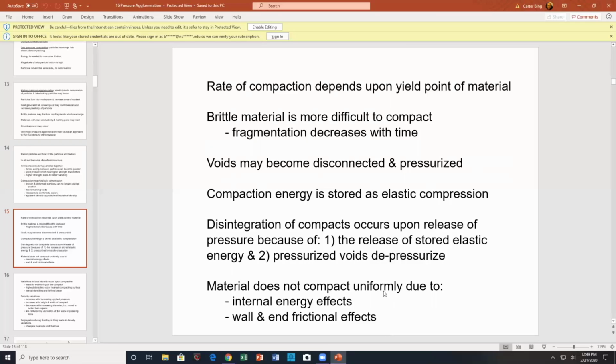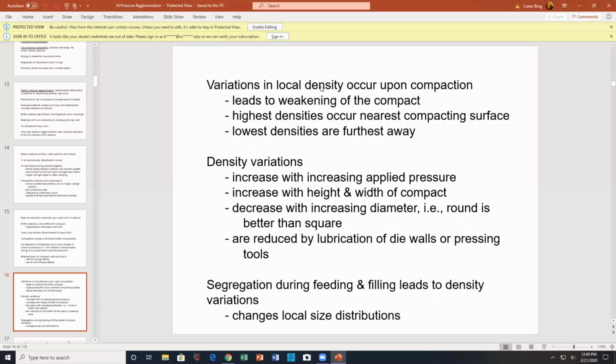Material doesn't compact uniformly due to internal energy effects, end effects, and frictional effects. Variations in local density occur upon compaction. This leads to a weakening of the compact. Somewhere there'll be a lower density or a variation. Higher densities occur nearest the compacting surface, so you have some sort of surface hardening effect going on. Lower densities are further away.